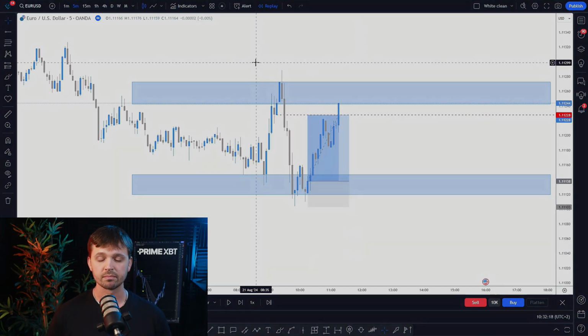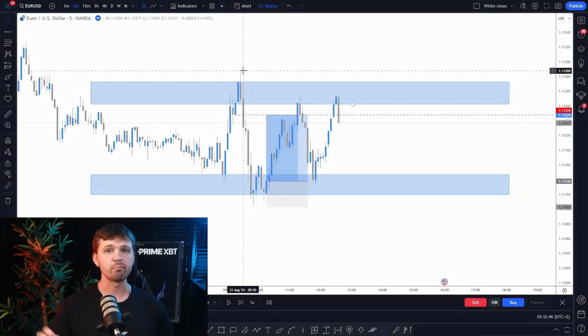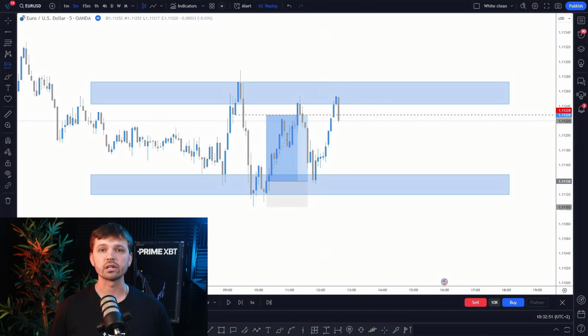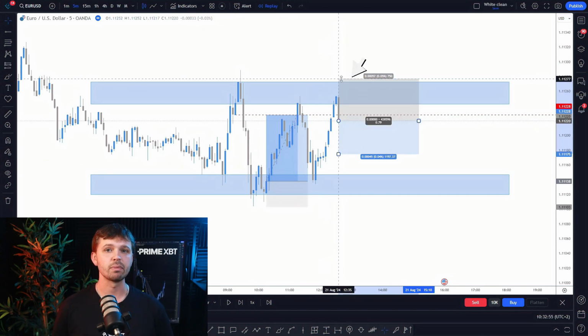Now we'll look for a second trade setup on EURUSD. This time, we're looking for a bearish engulfing candle at resistance. As price approaches the resistance area, we spot a bearish engulfing candle. We enter on the close of that candle, placing our stop loss above the key level.